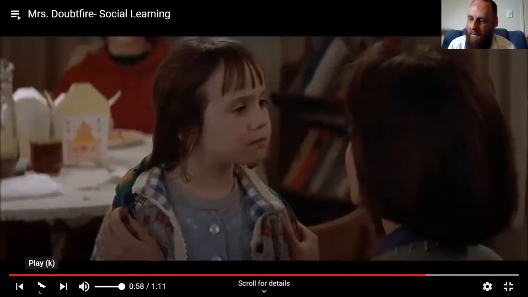So, as you can see at the end of the clip there, the young girl displays a learned behavior from observing her father, who is the hierarchy in her environment, and her interactions with her father.